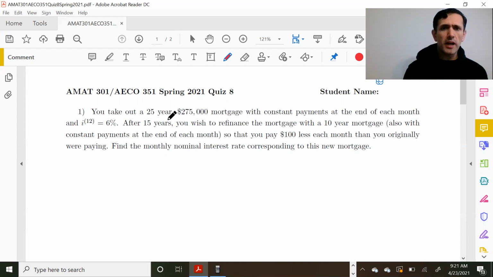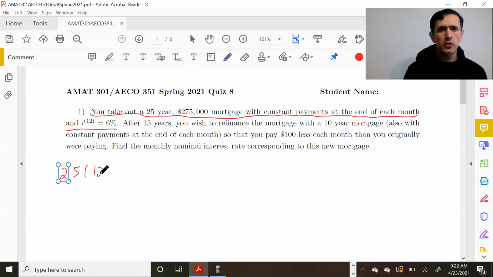All right, so you take out a 25-year, $275,000 mortgage with constant payments at the end of each month, and I-12 is 6%. Let's just focus on this and ignore everything else for a second. So we have an annuity, basically, 25 years, payments at the end of each month. So there are 300 payment periods.